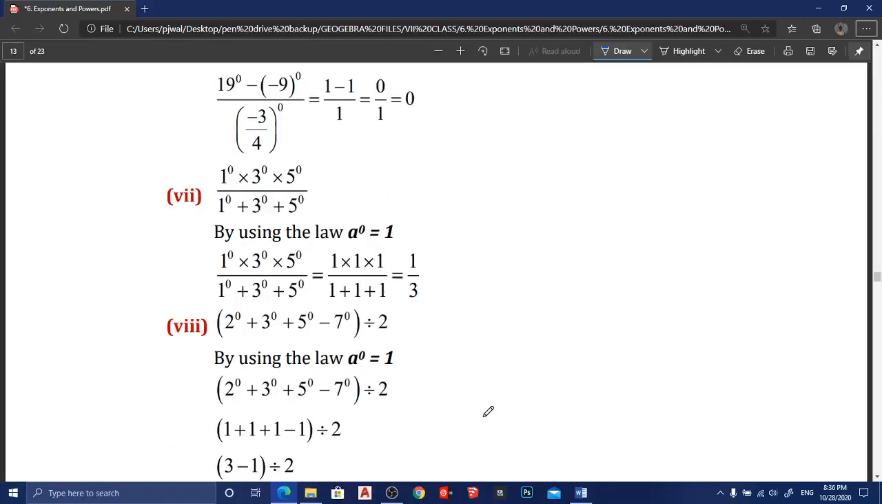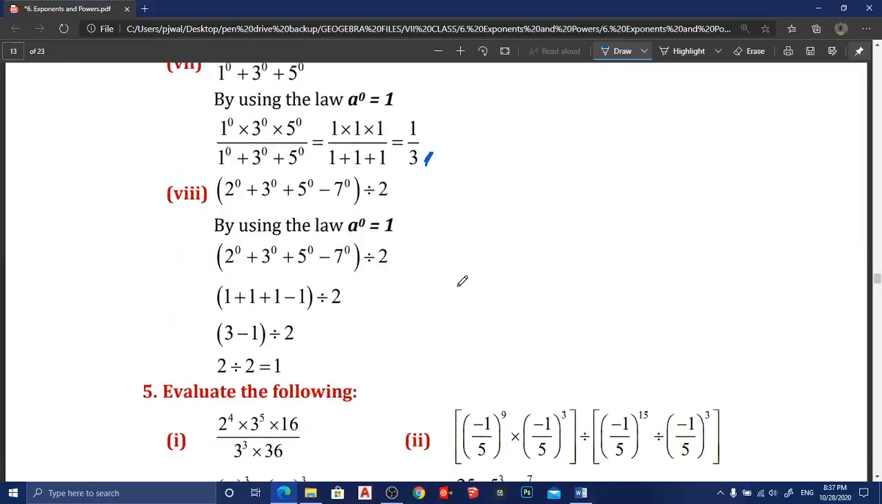Next, seventh problem. Here 1 to the power of 0 into 3 to the power of 0 into 5 to the power of 0 by 1 to the power of 0 plus 3 to the power of 0 plus 5 to the power of 0. So in place of all these terms you have to substitute 1 here. This is 1 into 1 into 1 by 1 plus 1 plus 1. Okay, don't confuse here, these are multiplication, this is addition. So 1 into 1 into 1 is 1. 1 plus 1 plus 1 is 3 here. So 1 by 3 is the answer.